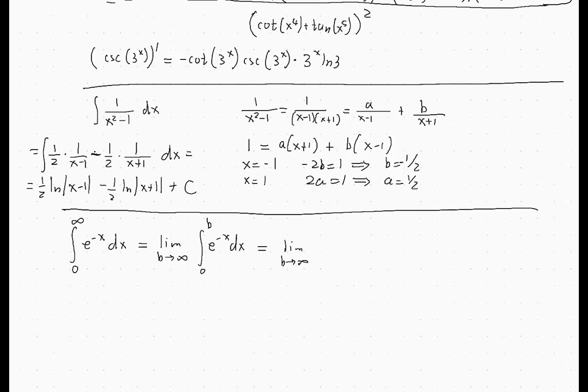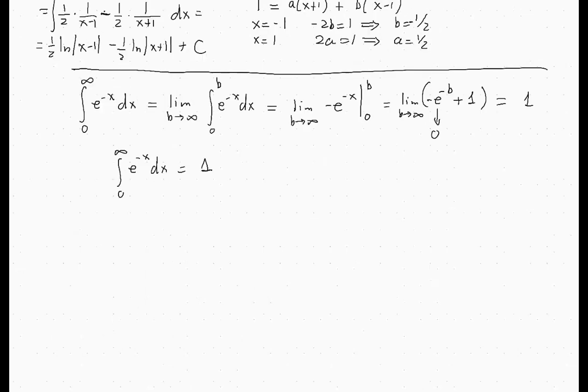And this will be the limit as b tends to infinity of negative e to the negative b minus negative e to the negative 0, which is plus 1. And of course, the limit of this is 0, which means that the whole thing is 1. So we get finally to this improper integral, which is equal to 1. It converges and it's equal to 1. And that completes our review problems from Calc 1 and Calc 2. And now let's work with double integrals.